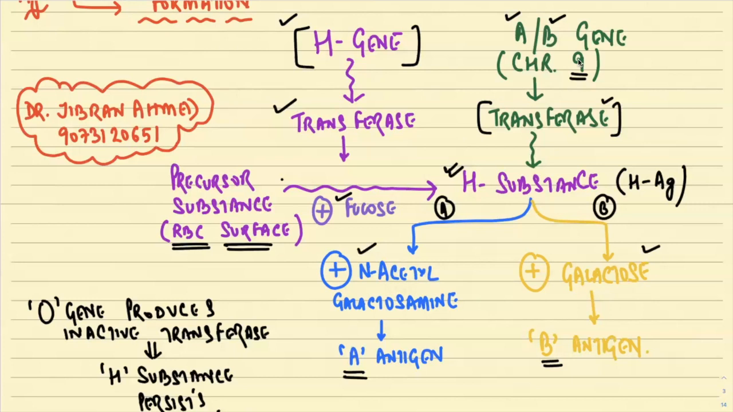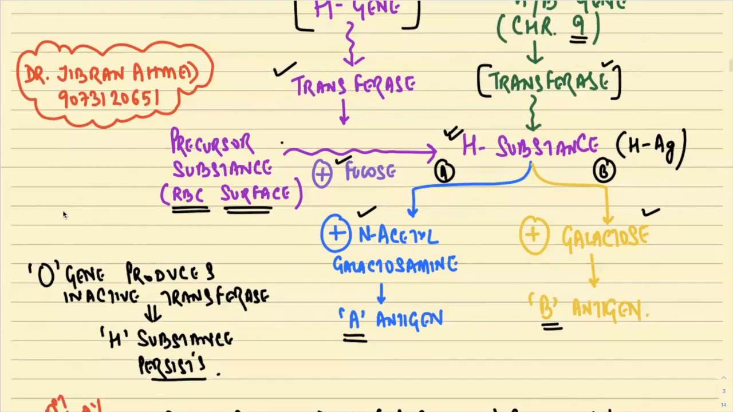But for example, if the person has both the A and B gene, he will form both the A antigen and the B antigen, and then the person is said to have AB blood group. Is this very clear to everyone? Now, what happens in individuals who are of O blood group? They have the O gene, they do not have A, they do not have B. Individuals who have an O gene produce a transferase which is inactive, and that transferase cannot convert the H substance. Understand? That is the reason individuals with an O blood group just have the H substance. They do not have any other antigen.